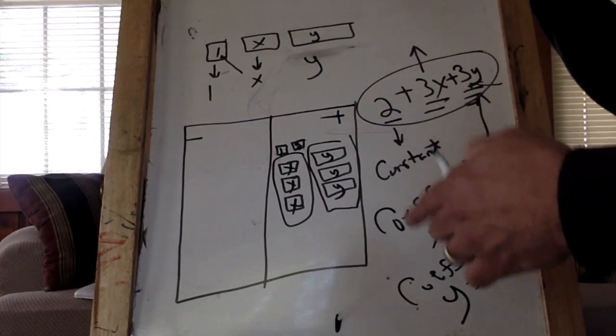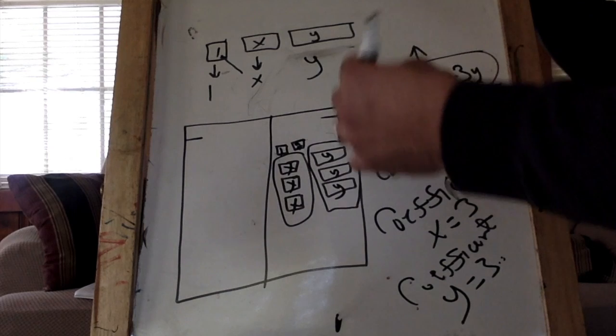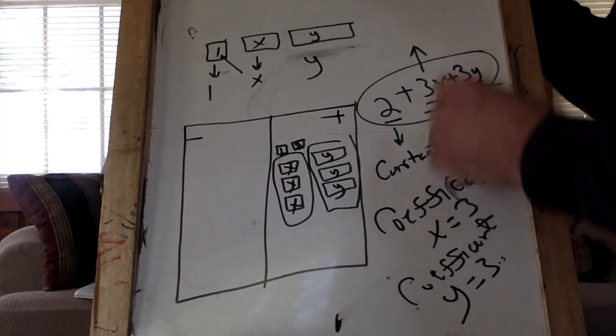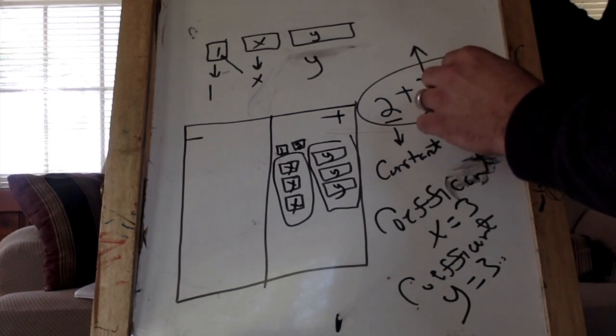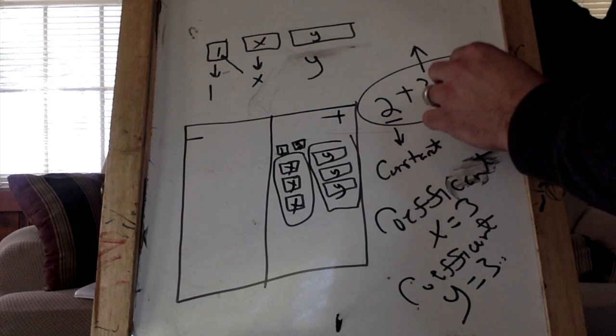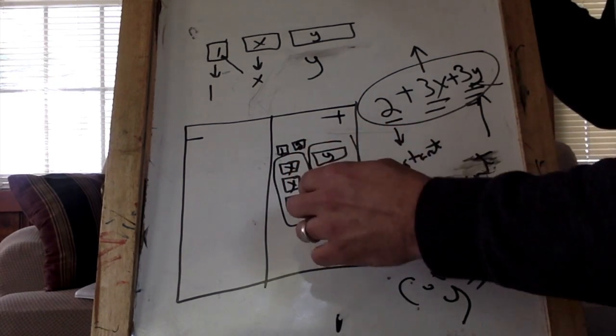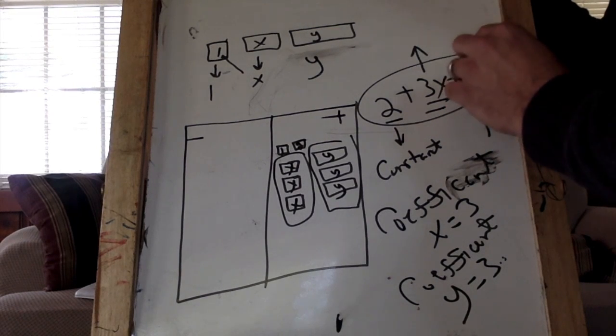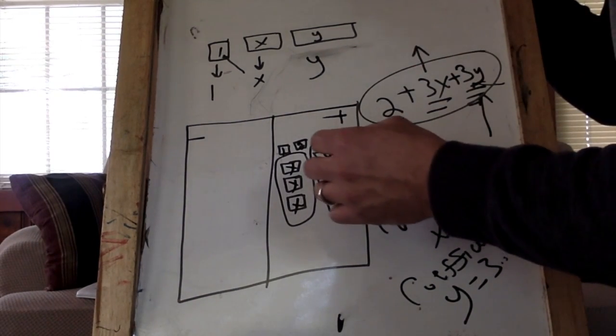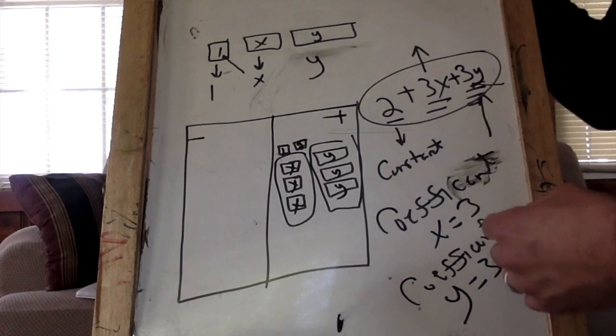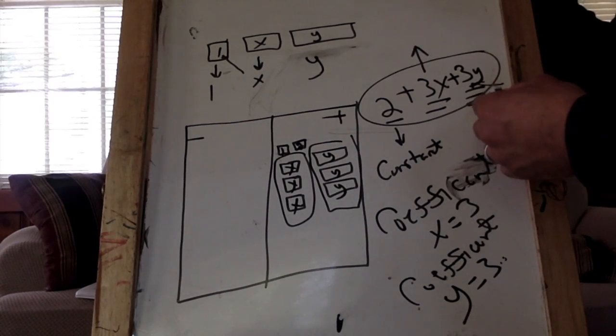All right? So when you're doing the assignment, when it asks you about the coefficient, that's the number next to the variable that they're asking you about. So in this case, x, the number next to it is 3, and we have 3 of those medium squares. The coefficient of y is 3. On the board, we have 3 larger rectangles, each representing y, which gives us the 3y.